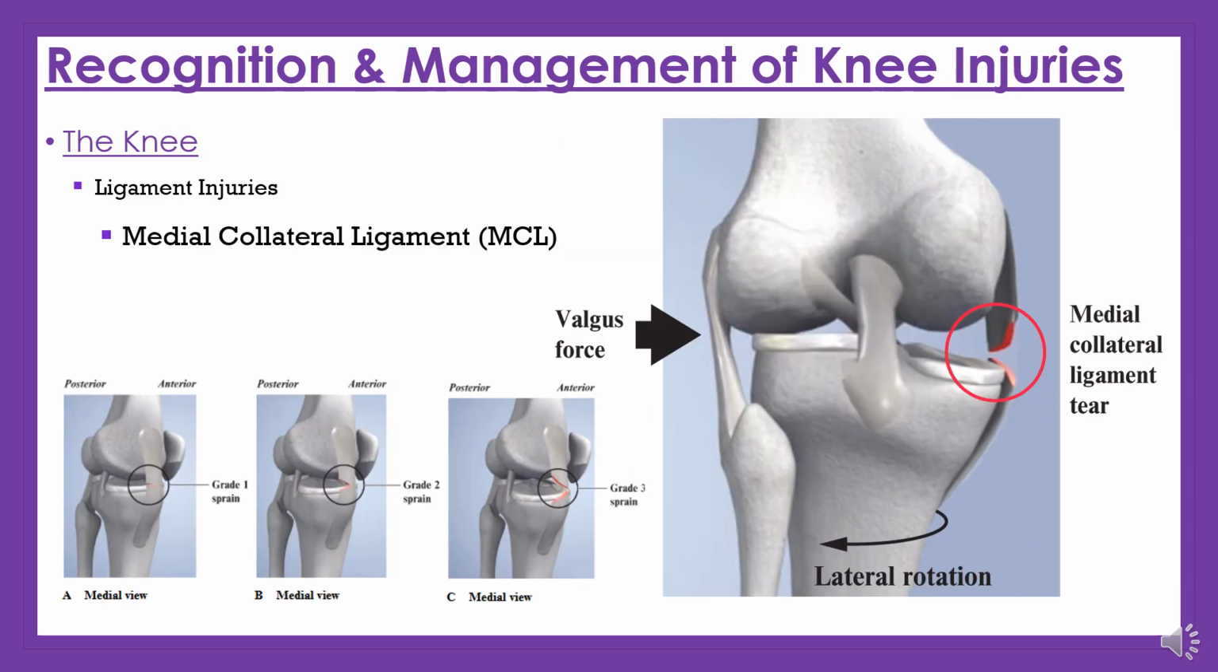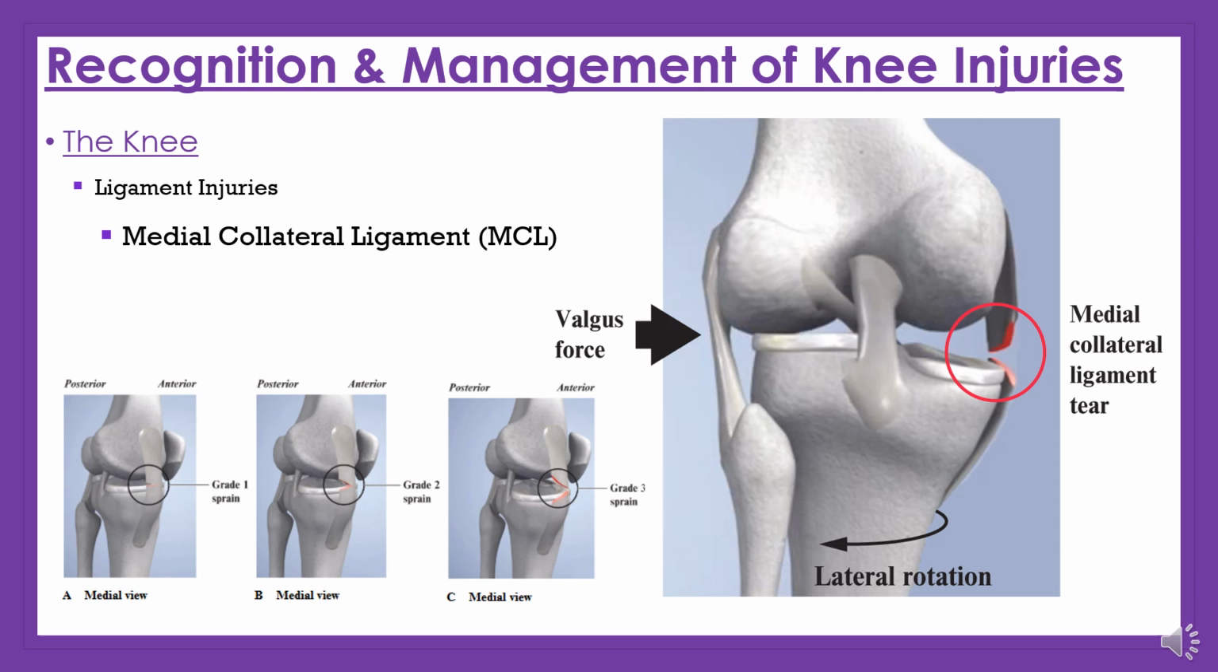All right, now we are getting up to the knee. So we'll start by going through all of the ligament injuries. We'll start with the MCL. MCL, ACL, PCL, and LCL are all going to be graded like we talked about earlier, grade 1, 2, and 3.